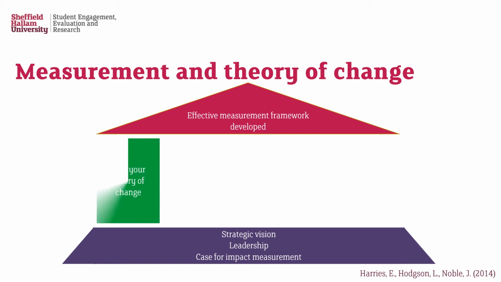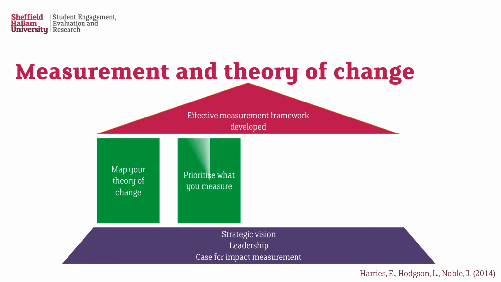A theory of change, which we have already discussed in detail. Secondly, you need to prioritize what you measure. You cannot measure everything, so what is the most important and why? And you need to consider if the data already exists in your organization, or do you need to create new data sources? Also, has someone already proved a causal link for your outcomes in the literature?